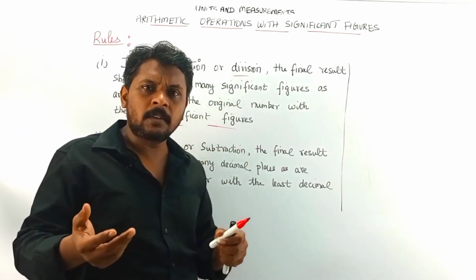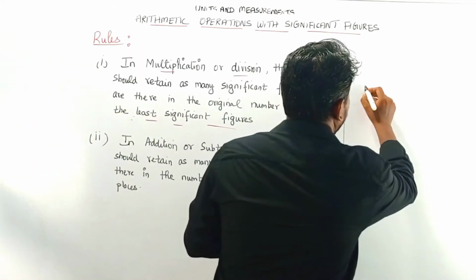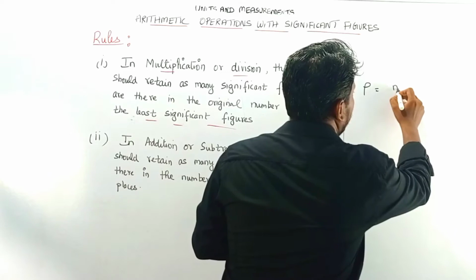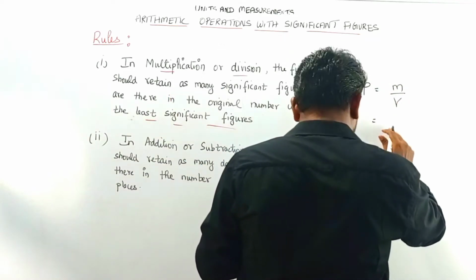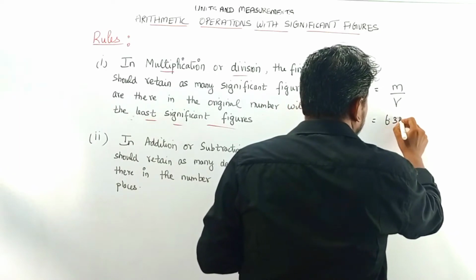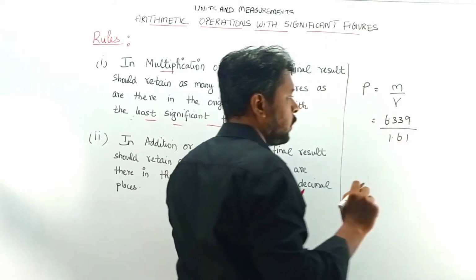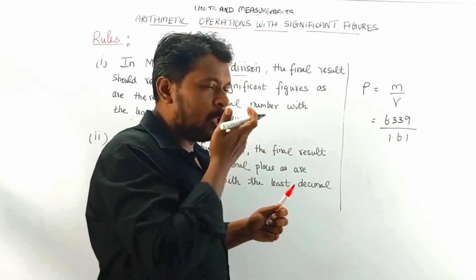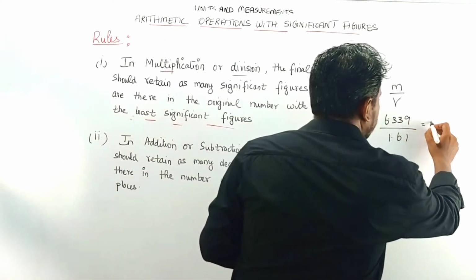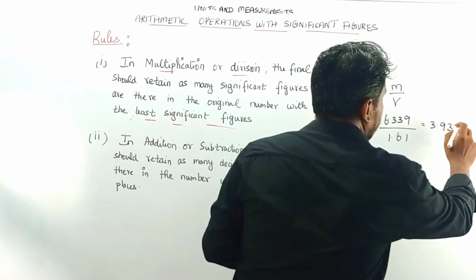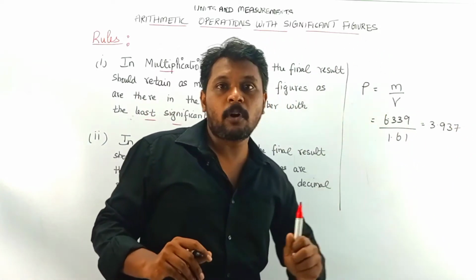For a clear explanation, I will take an example. Let us take density. You know the formula, mass by volume. Let us take the mass of the substance as 6.339 gram and the volume as 1.61 centimeter cube. If I do the calculation, I will get the density value as 3.937.